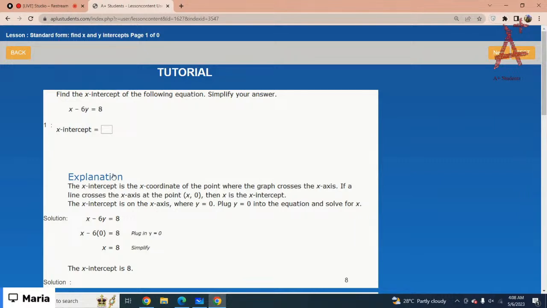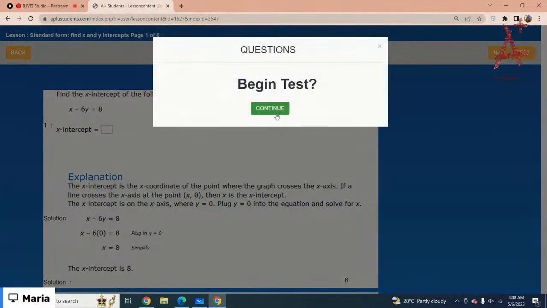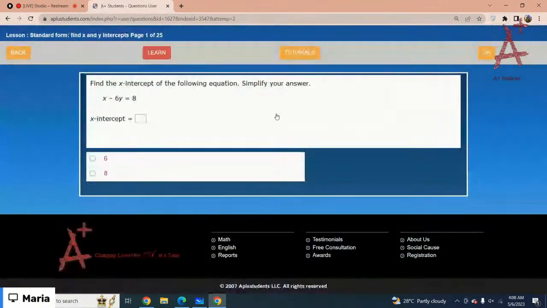Okay, let's just start with the test questions. What you have to do is just replace the y component with 0 and calculate the value of x. Let's just look at the first example. Find the x-intercept of the following equation.